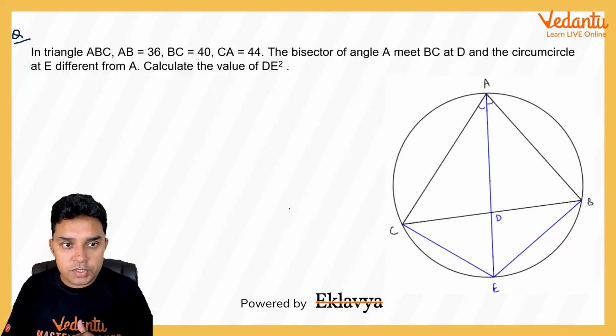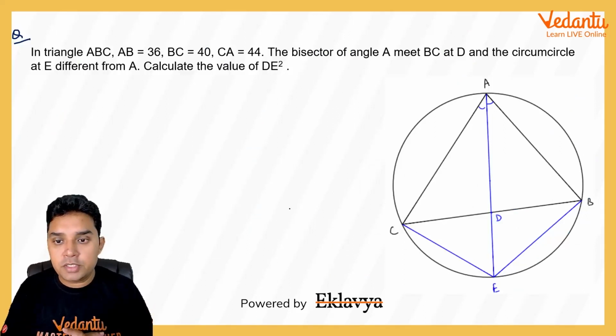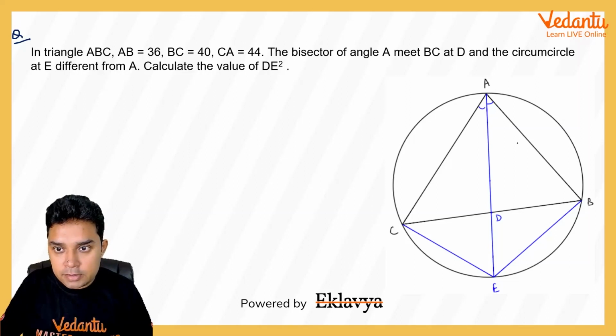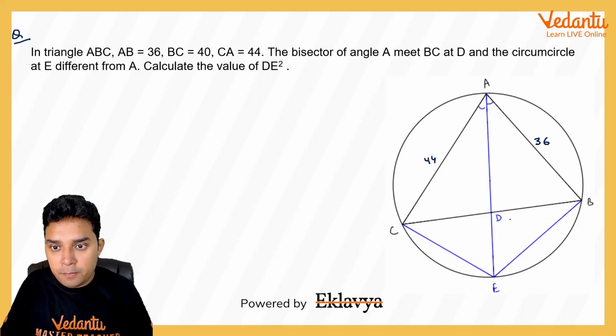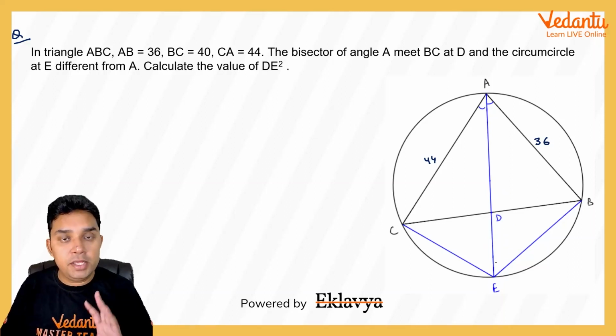Now coming to this question, which says in a triangle ABC, AB is 36, BC is 40 and CA is 44. The bisector of angle A meets BC at D and the circumcircle at E different from A. So we have to find the square of this length DE.